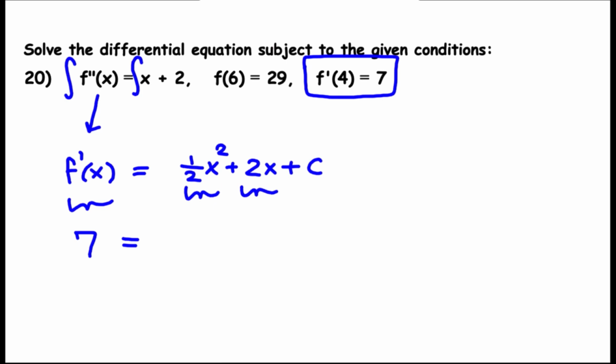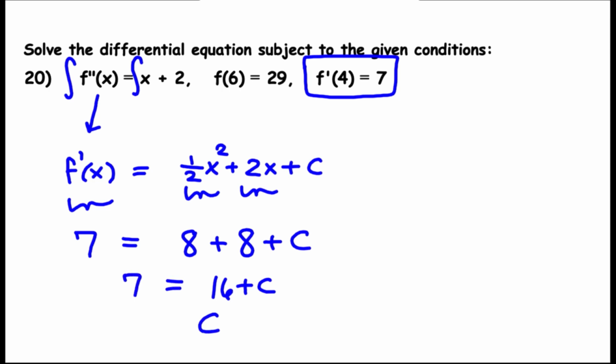So let's see, 4 squared, that's 16, cut that in half, that's an 8. 2 times 4, that's another 8. 16 plus C is 7. Subtract 16 from both sides. C is going to be -9. Okay, so right here, if you follow my eraser, I'm getting rid of the plus C, and I'm going to put in a -9 in its place.